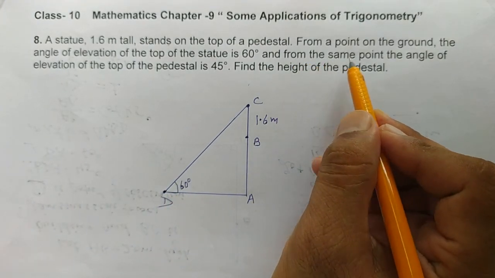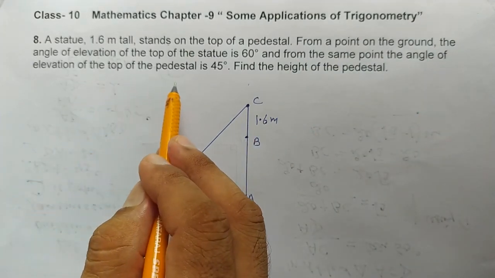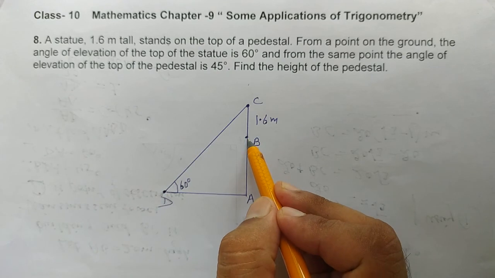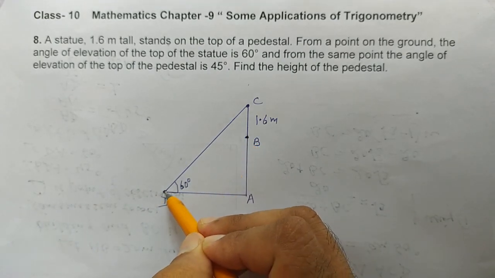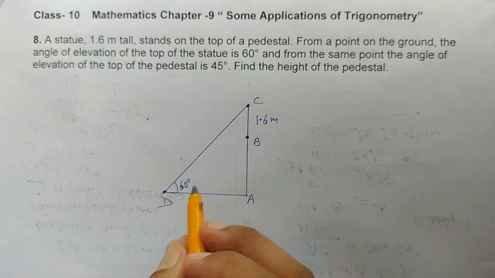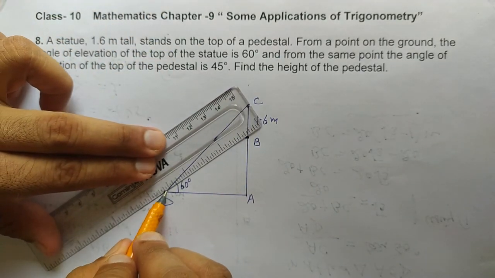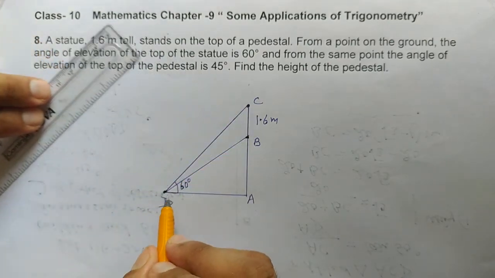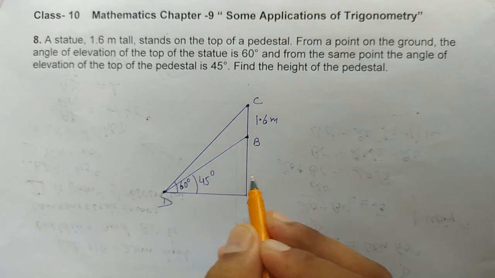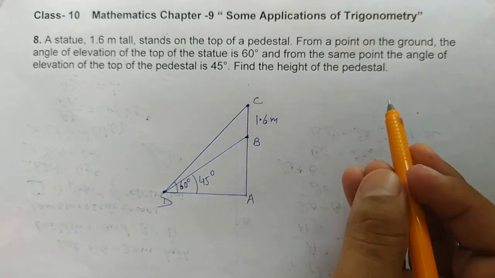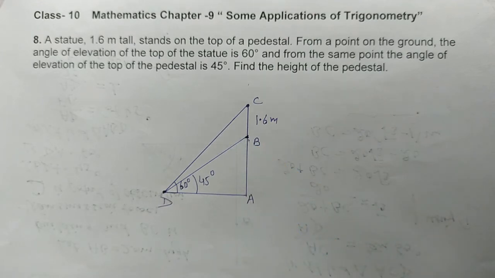And from the same point, from this point only, the angle of elevation of the top of the pedestal. So this is the top of the pedestal. The angle of elevation from point D is 45 degrees. So when you look at point B from point D, this will be your ray of sight and this is horizontal. So this angle is 45 degrees. So you need to find out the height of the pedestal. So AB you need to find out, right?